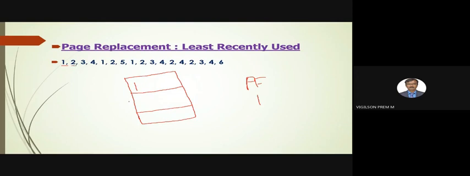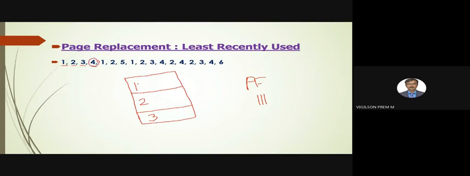The second reference is 2. Still I have a free frame, so that will be loaded here. Another page fault will occur. And the third reference is 3. Still I have a free frame. 3 will be stored here, another page fault. Okay, 4 is not available in main memory. So I have to replace any one of these frames. Okay. Now listen carefully.